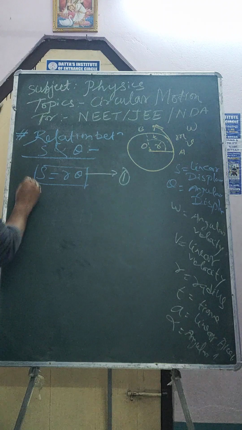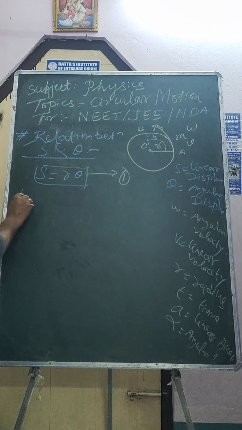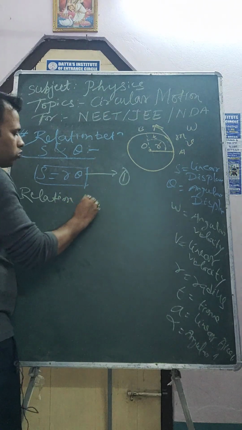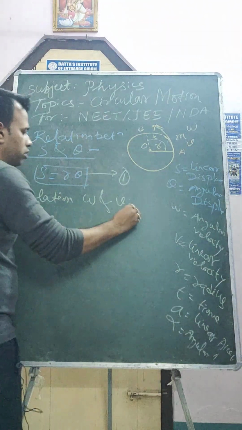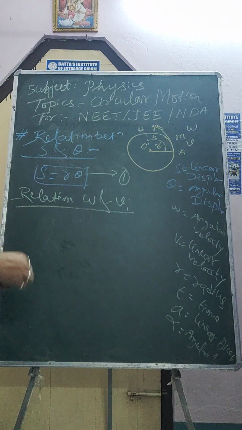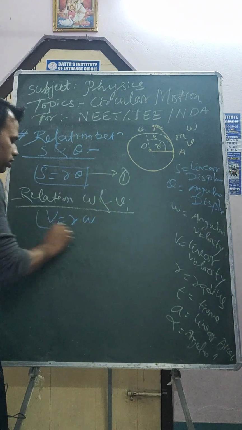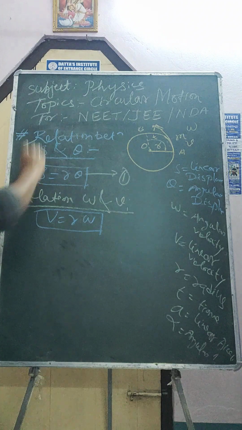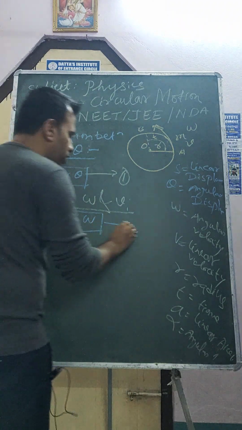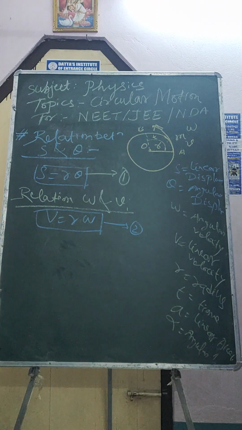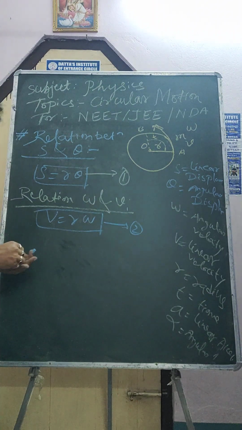Now the second relation, between omega and v, that is v equal to r omega. Okay, so this is the second formula. I am not going into details of how they came up, I just revised these formulas. I know all of you did this in class 11.